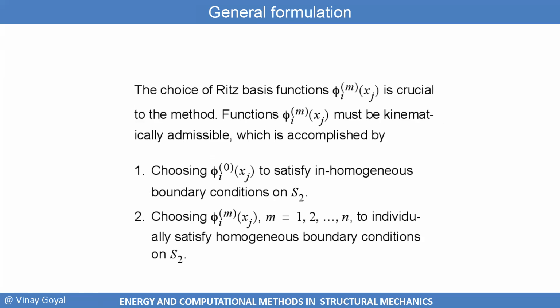And how we choose this Ritz basis function, again, the phis need to be kinematically admissible, meaning the phi naught has to satisfy the inhomogeneous form of the boundary conditions. The phi I, the rest of them, has to satisfy the homogeneous form of the essential boundary conditions. And S2 really here means the essential boundary conditions.